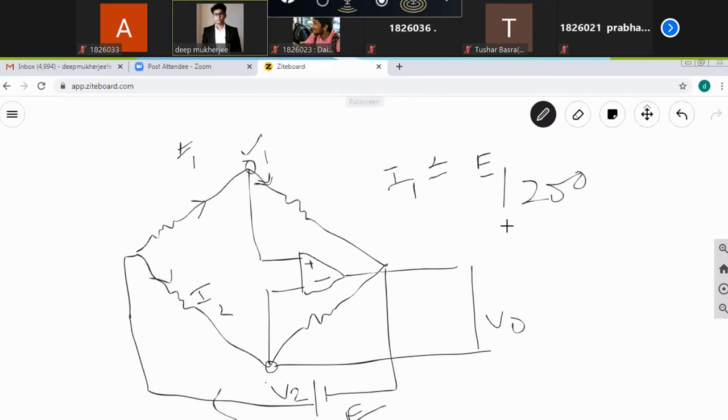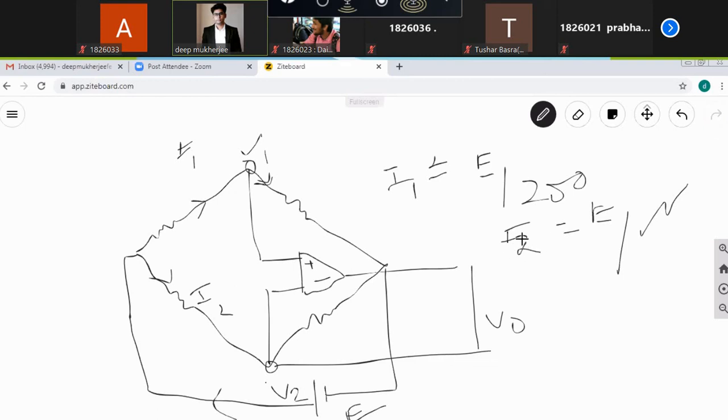And I2 equals what? You know the value of RRTD. So I2 equals E by RRTD plus the value you obtained for RRTD. So that is your I2.